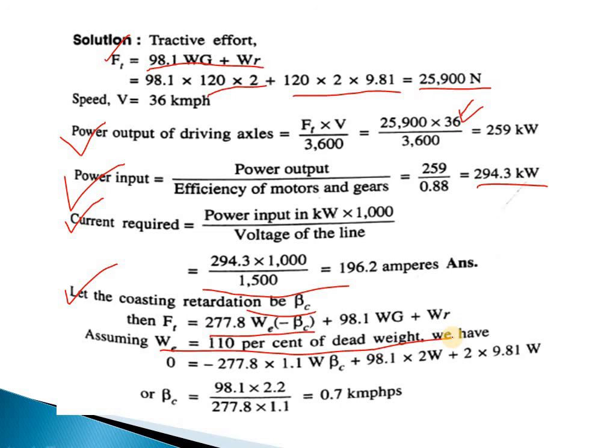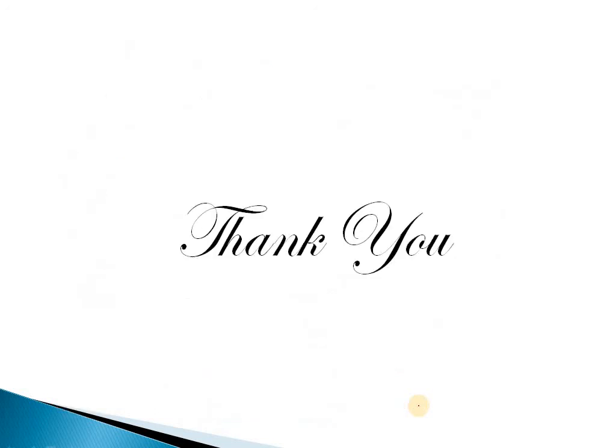So considering that, we are putting all these values: 277.8 into 1.1 W Bc plus 98.1 into 2 into W plus 2 into 9.81 into W. Putting all those values, we can calculate the value of Bc, that is the coasting retardation, and that value is 0.7 km per hour per second.